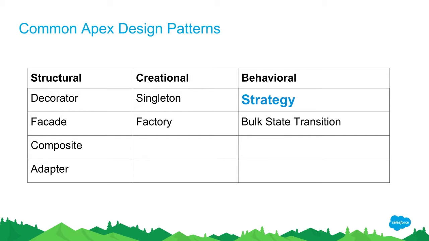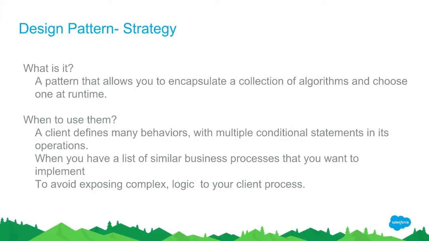So what is strategy? Strategy is a pattern that allows you to encapsulate a collection of algorithms and choose one at runtime. That's a really fancy way of saying it allows you to put your different lead assignment processes into their own decoupled implementations, and allows the user to say, based on their input, which one am I going to run, which one am I going to choose? When do you use them?